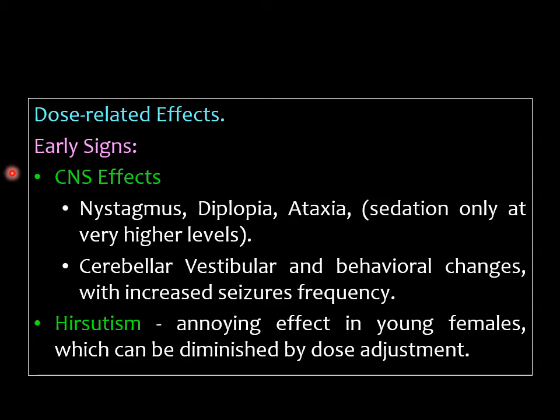Usually early signs of toxicity or adverse effects are on the CNS. There may be nystagmus due to severe effects on the extraocular muscles of the eye, or even there may be diplopia, or in the skeletal muscles of the limbs there may be ataxia. Remember, sedation is not seen with the normal dose, only seen at very high toxic levels. It may also show some abnormality in the vestibular part of the cerebellum, or even behavioral changes. And there may be increased frequency of the seizures also.